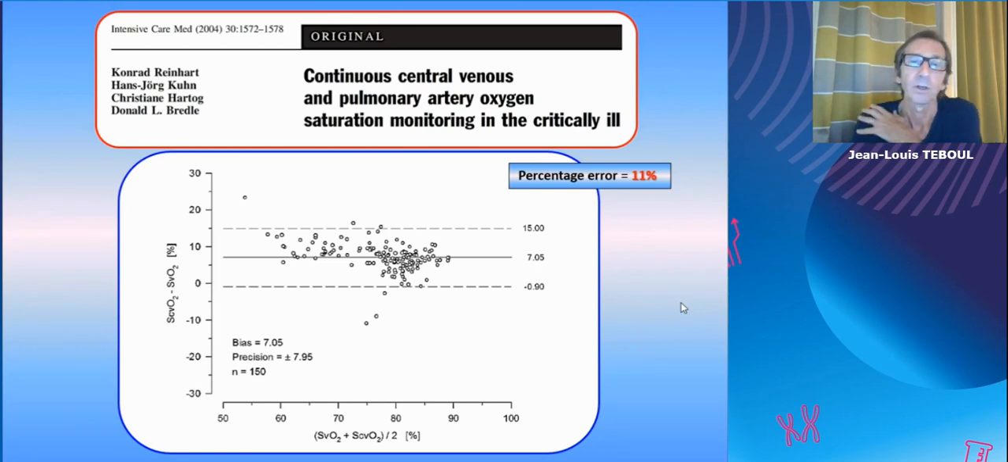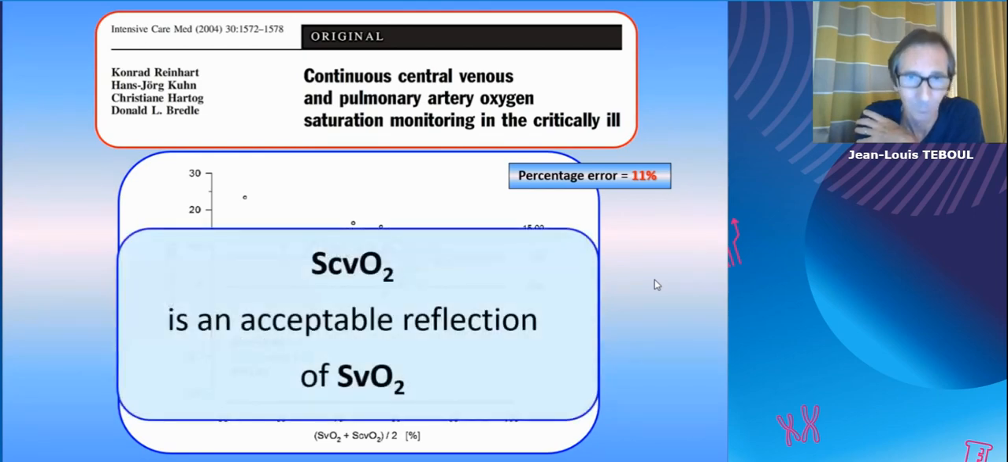The authors looked at the agreement between ScvO2 and SvO2, with ScvO2 measured using a central venous catheter and SvO2 measured using a PA catheter. As you can observe, there was a good agreement with a percentage error of only 11%. So ScvO2 is considered an acceptable reflection of SvO2.